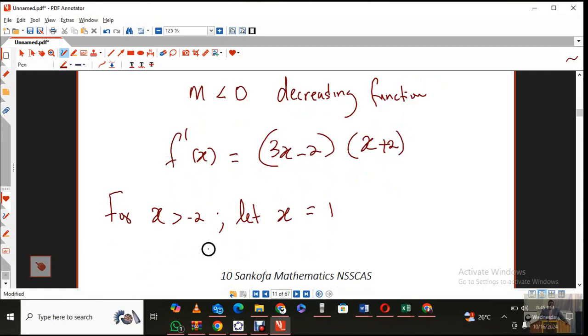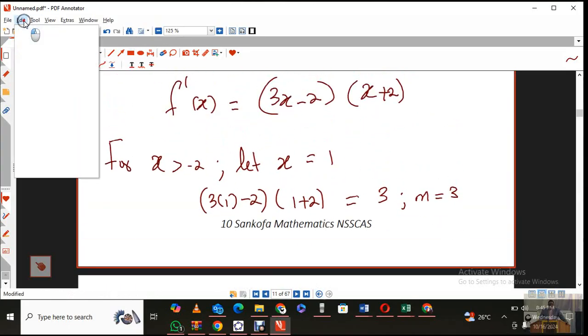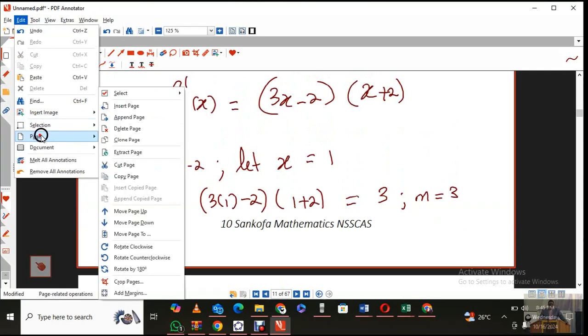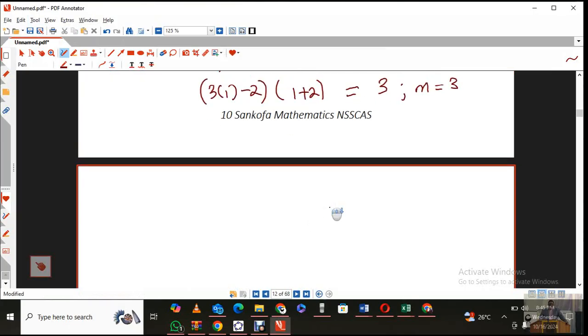So it's going to be 3 times 1 minus 2, open bracket, 1 plus 2. Now, that's 3 minus 2, that is 1, times 3. So it gives me 3. What do I realize? The gradient is equal to 3. Now, this is really weird. When the gradient is equal to 3, now all of a sudden, because we know that if the gradient is greater than 0, then this is an increasing function.